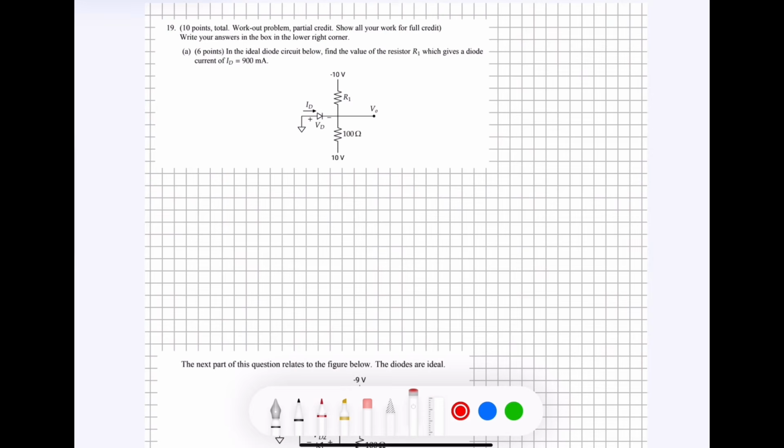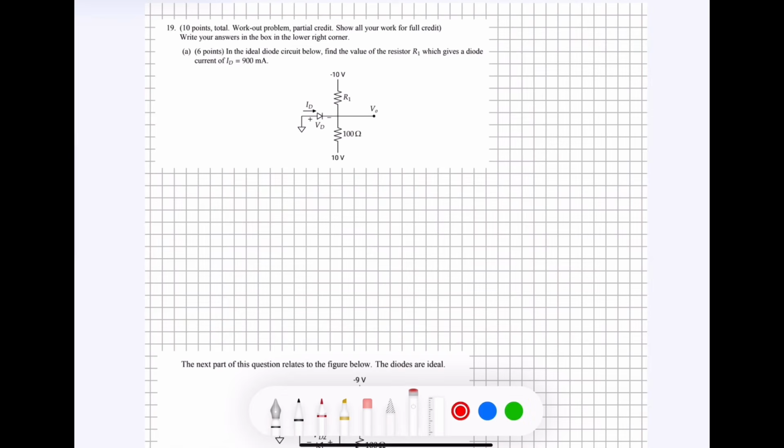Question 19 is a two-part problem that I've split into two separate questions in the exam when you're solving the exam. But I'm going to go through each part individually. Part A asks, in the ideal diode circuit below, find the value of resistor R1, which gives a diode current of ID is equal to 900 milliamps.